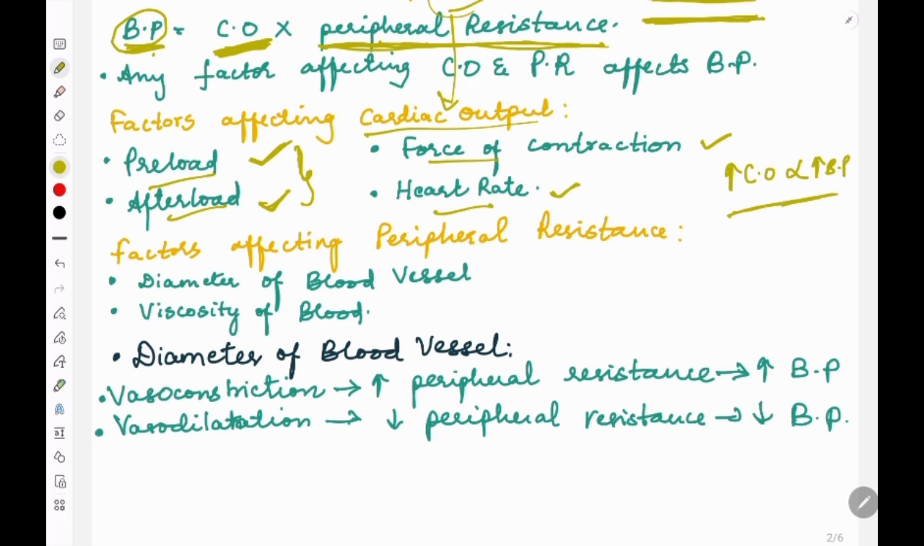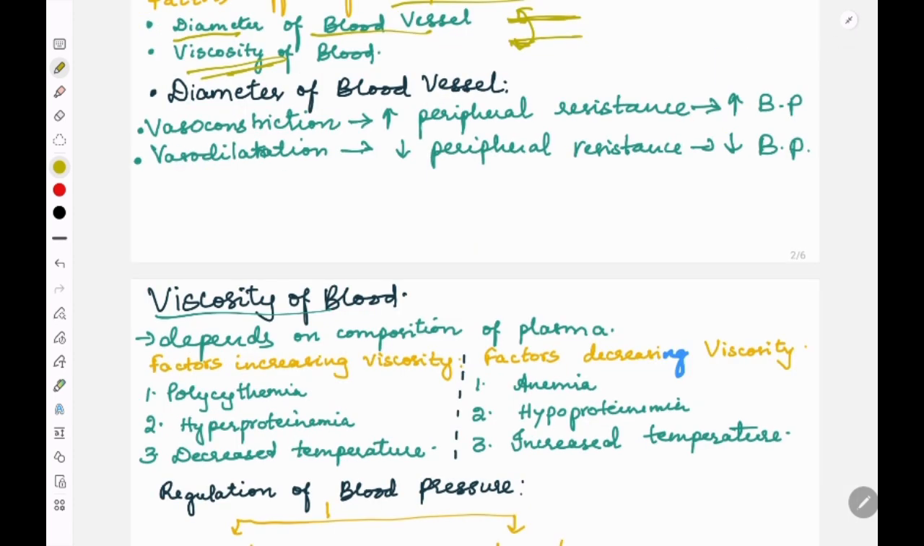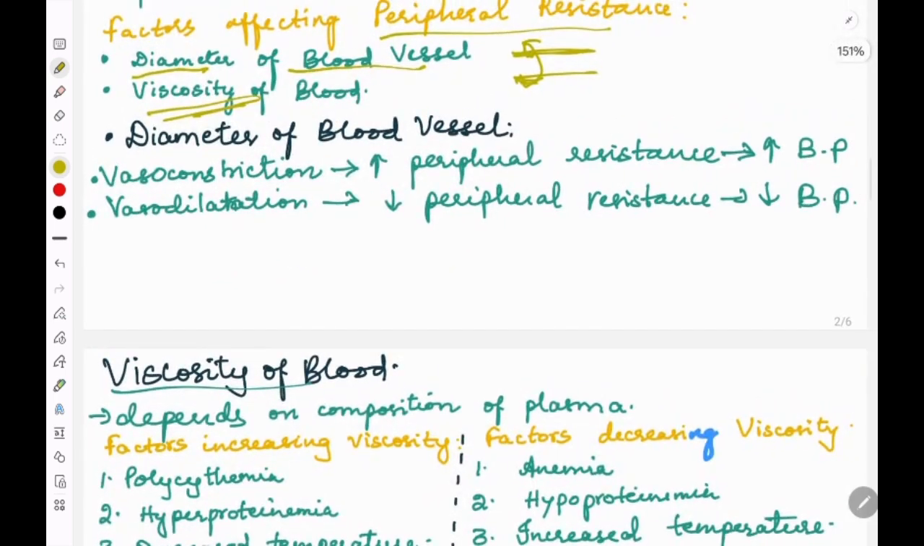Now, what are the factors affecting peripheral resistance? So what is peripheral resistance? We have already discussed that. What peripheral resistance depends on is the diameter of the blood vessel. This is the diameter, right? So the diameter of the blood vessel as well as the viscosity of the blood. These two are the factors that will affect the peripheral resistance.